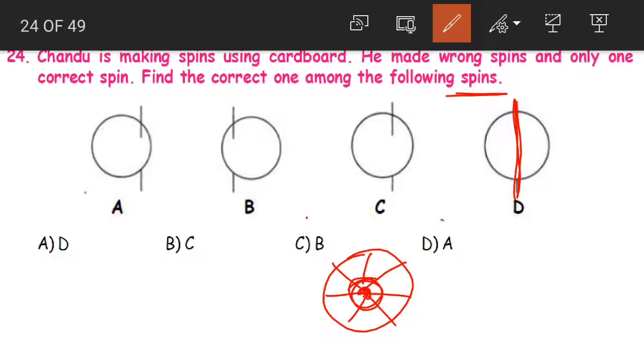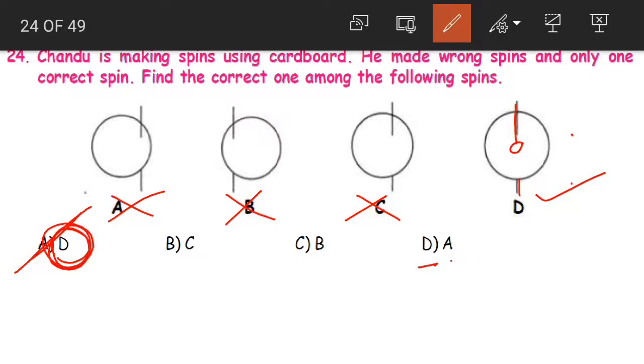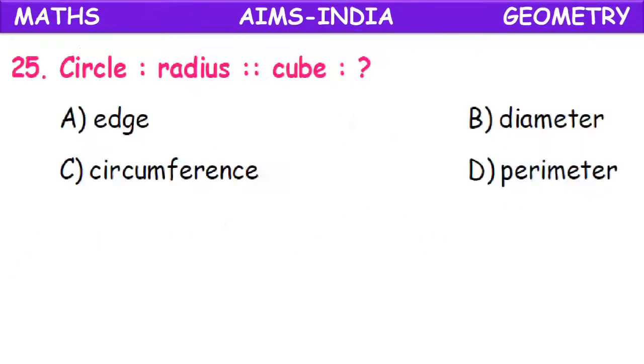Now from these given 4 spins, only D is having it in the center, so this will spin correctly. A, B and C, these 3 are the wrong spins. Okay children, only D will be the correct spin. Understood? So what is our answer? Don't go for option D, you have to go for option A, because option A has D as the spin. So option A, that is spin number D, is our correct answer.